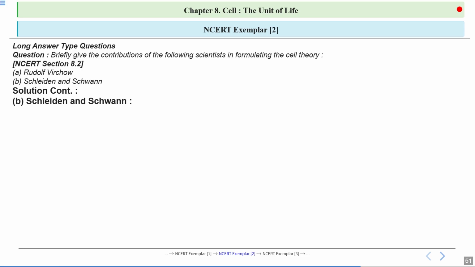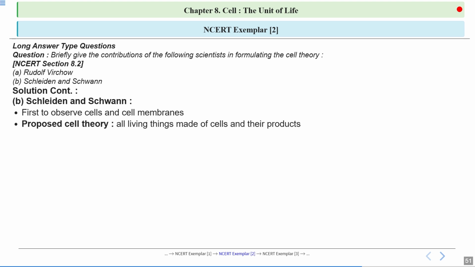Let's talk about the contribution of Schleiden and Schwann. They were the first to observe cells and the cell membrane. Cell membrane is also known as the plasma membrane. They proposed the cell theory, that all living things, plants and animals, are made up of cells or products of the cells.